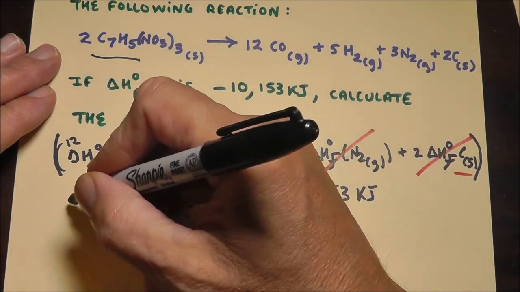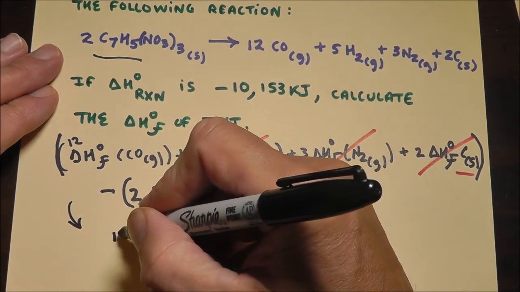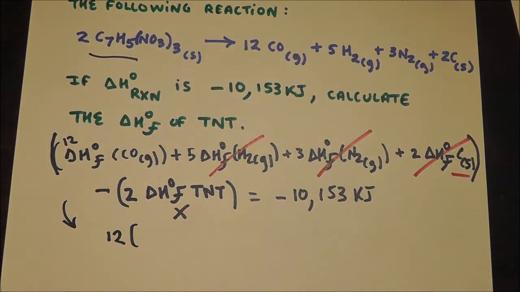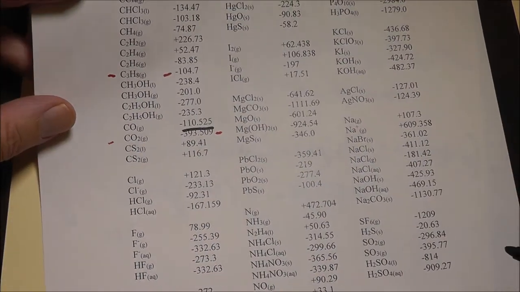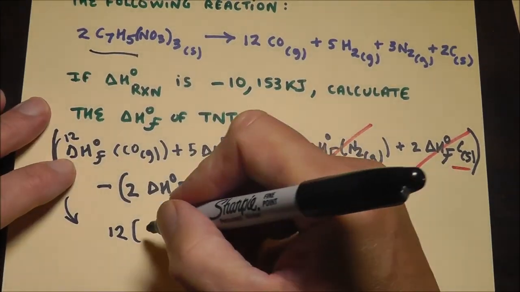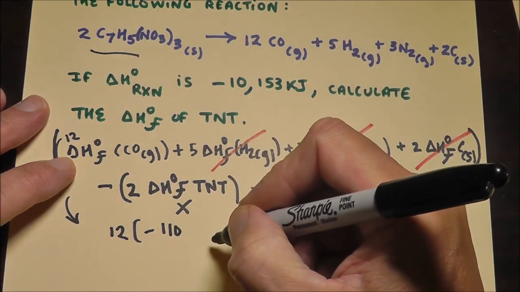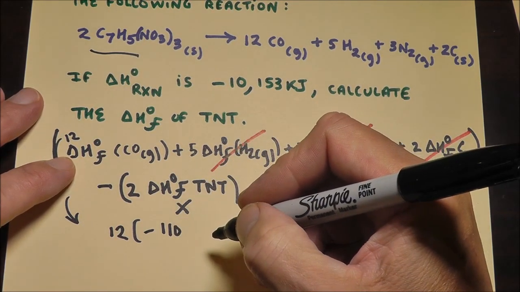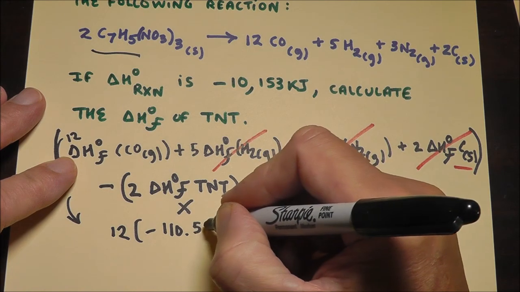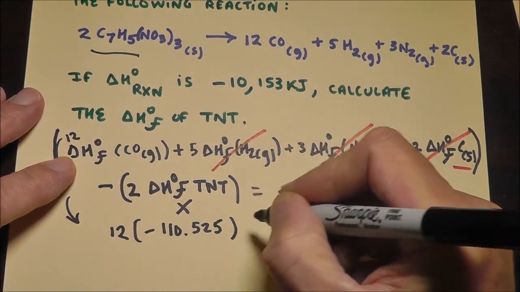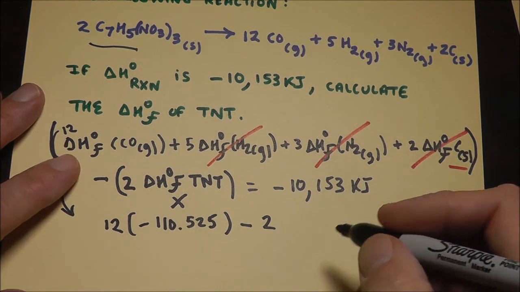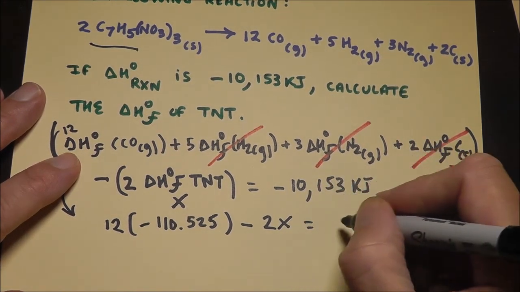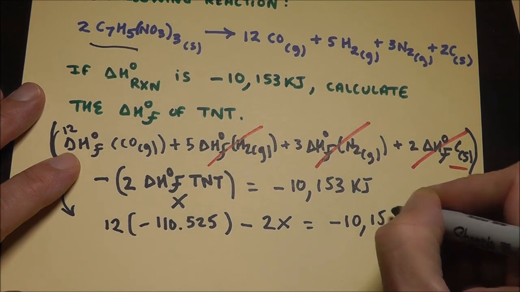So now we're going to go to the table. So let's just go ahead, and now we're using numbers. 12 times the enthalpy of formation of carbon monoxide, minus 110.525, making sure I didn't look it up wrong, minus 2 times the delta HF of TNT, I'm just going to call that X, equals minus 10,153.